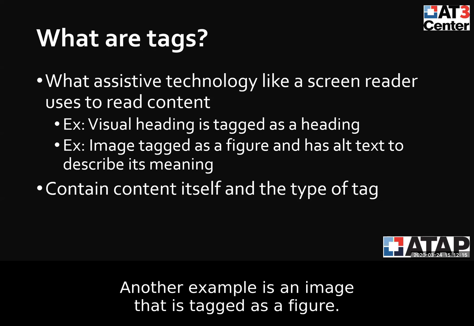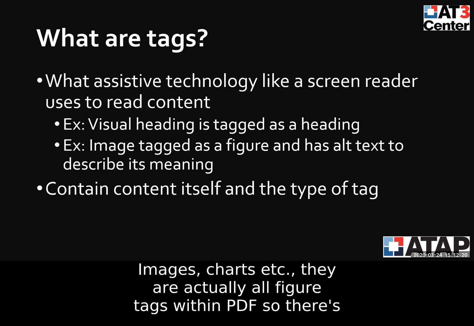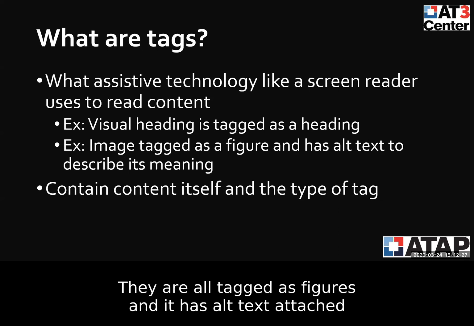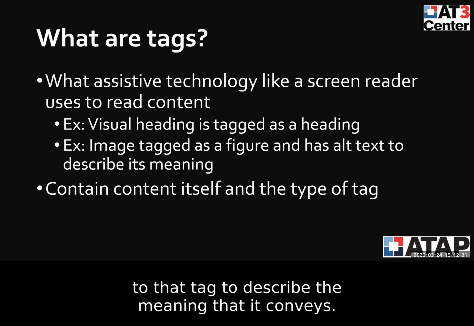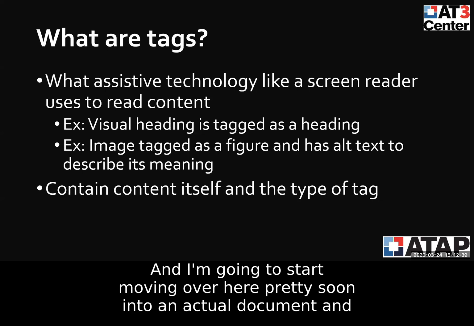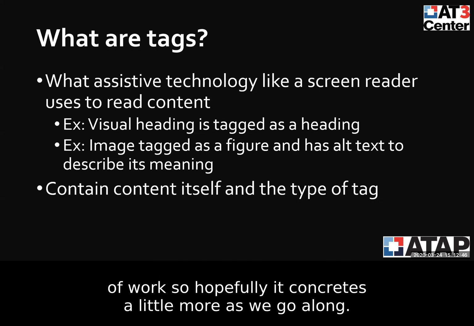Another example is an image that's tagged as a figure. Images, charts, etc., they're actually all figure tags within PDF. So there isn't just specifically an image tag or a chart tag. They're all just tagged as figures. And it has alt text attached to that tag to describe the meaning that it conveys. So that's really the gist of tags in general. And I'm going to start moving over here pretty soon into an actual document, and we'll delve more into the structure of those, what they look like, and how they work. So hopefully it concretes a little more as we go along.